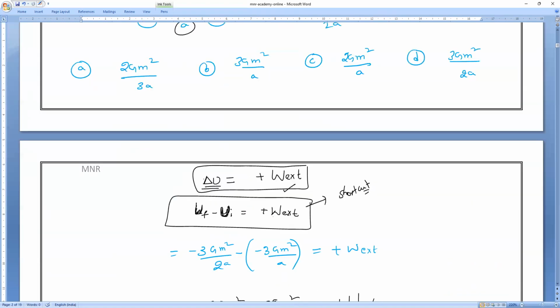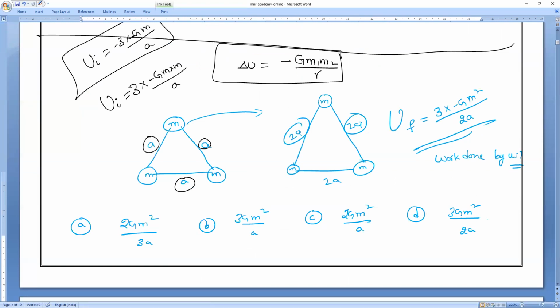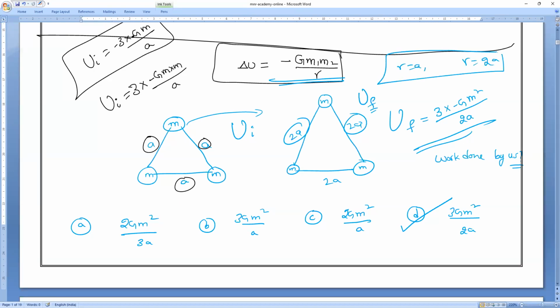So what is that option which is matching, everybody? Option number D. That's all it is. So very simple. Write the initial potential energy. Write the final potential energy. So that's all. Always apply this formula. So here r is equal to a in the first case. Here r is equal to 2a. That's all. But the masses remain the same. That is the advantage. M1 is equal to M2 is equal to small m. So you can easily finish it.